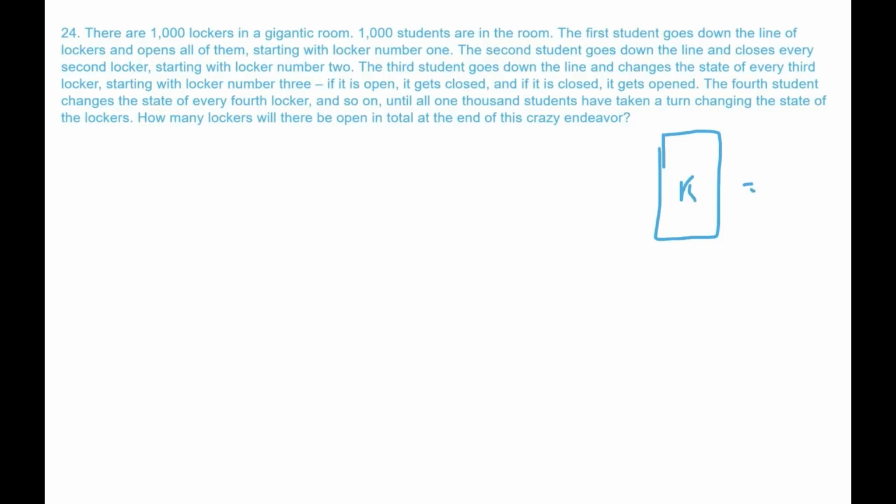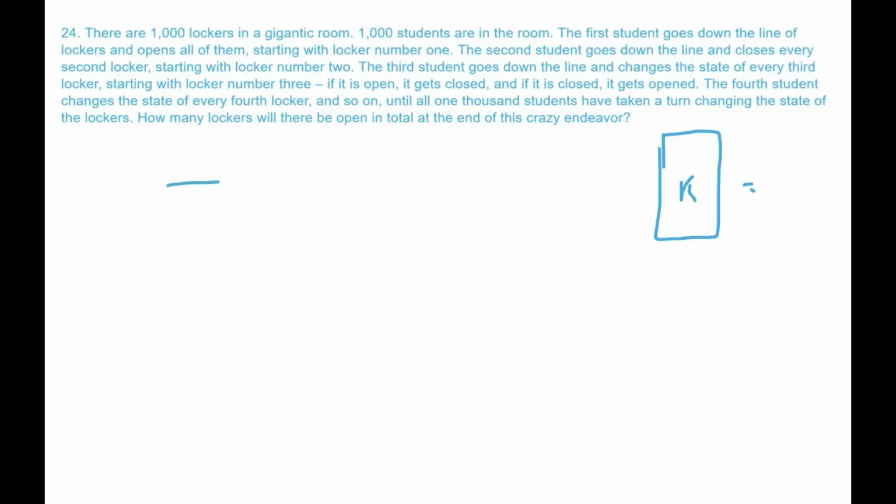If this locker has an odd number of factors, then this locker will be open at the end. And if there are an even number of factors, the locker will remain closed. If you don't get why this is true, pause the video and try to make sense of this. In this problem, we have to determine what numbers have an odd number of factors.